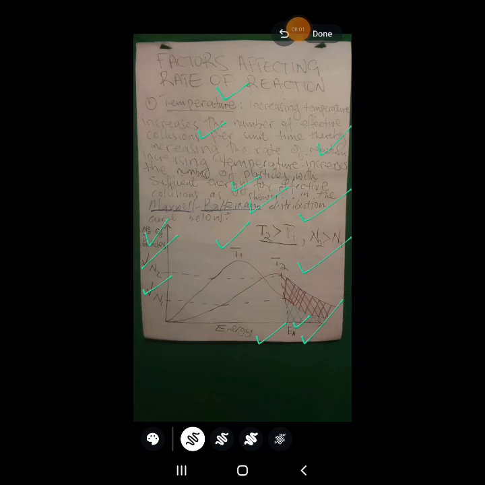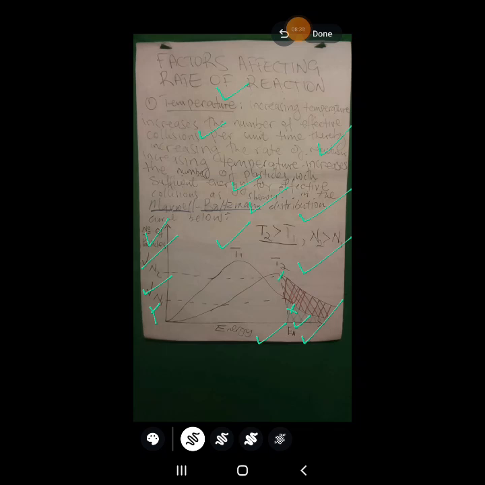Once you reach there, you then go on to read off the number on the y-axis here, and that gives you the number of particles with the minimum amount of energy for effective collisions. In other words, the area that is shaded in green here is representing the proportion of particles that are capable of effective collisions. Now, at temperature T2, what happened?